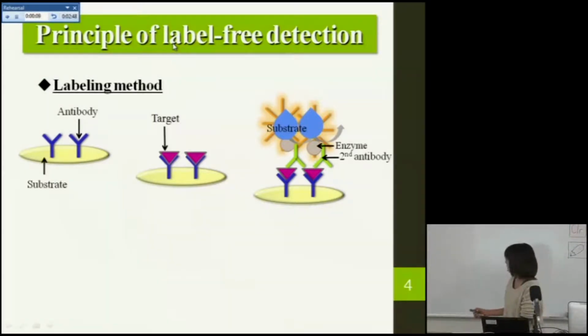In the conventional labeling method, firstly we fix the antibody on substrate and then add the target. The target combines with antibody specifically, and then we add the second antibody with enzyme. When we add substrate to this enzyme, the color of substrate changes by reaction to enzyme.